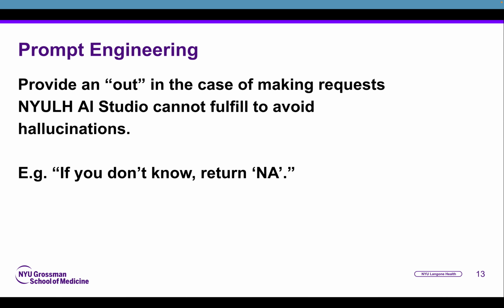Finally, consider providing an out in case of making requests that the AI Studio cannot fulfill to avoid hallucinations or fabrications within your results. For example, we might include the language, if you don't know, return NA. And that way, if there's some piece of information that you're expecting the system to produce, but it's not actually available within the parameters you've set up, you've provided a way to just provide an NA without having the AI system provide results that may be fabricated.